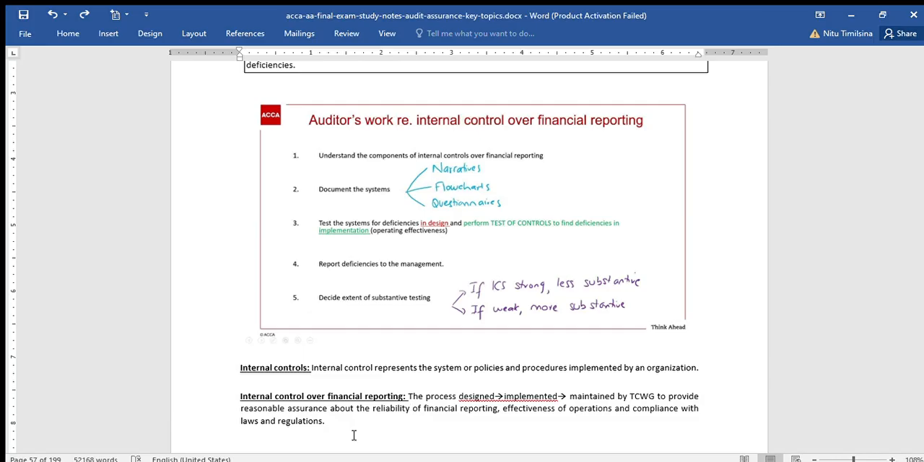Decide the extent of substantive testing. If the internal control system is strong, then less substantive testing. If internal control is weak, then more substantive procedures should be used.